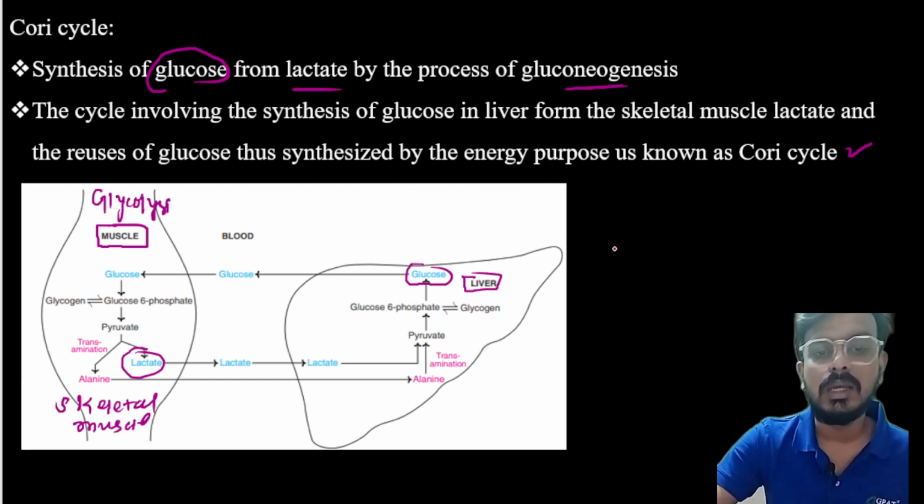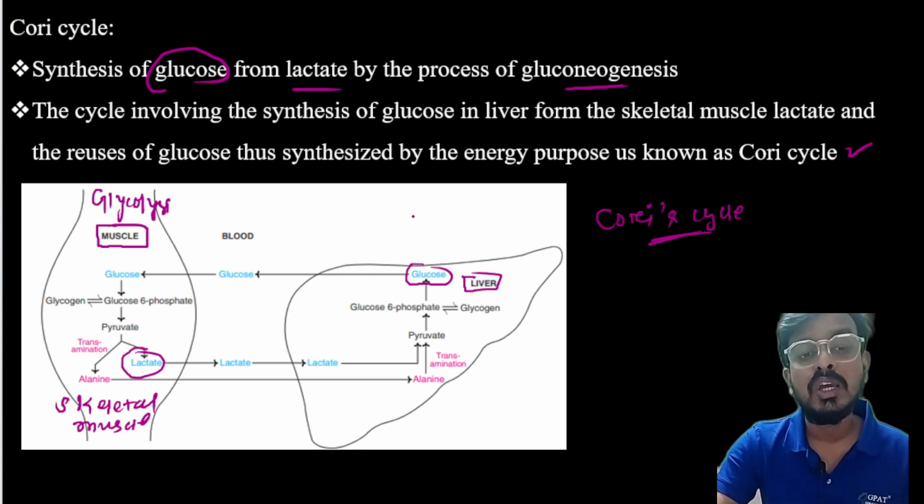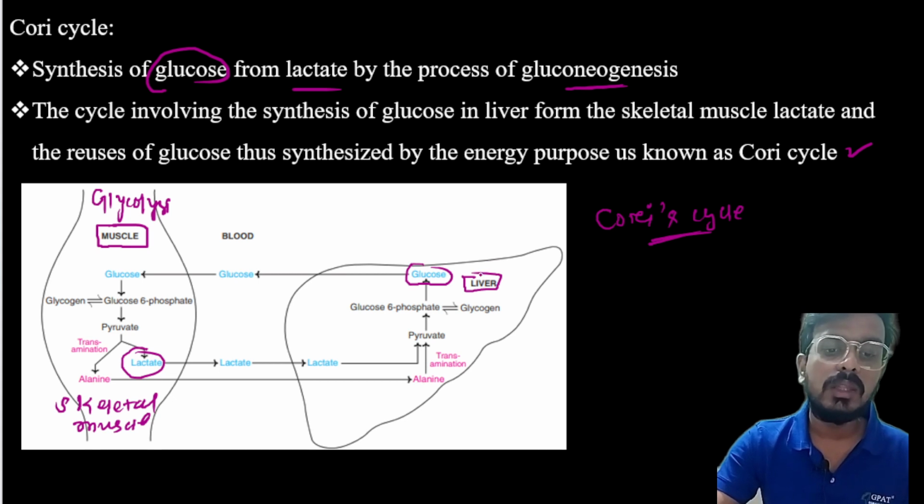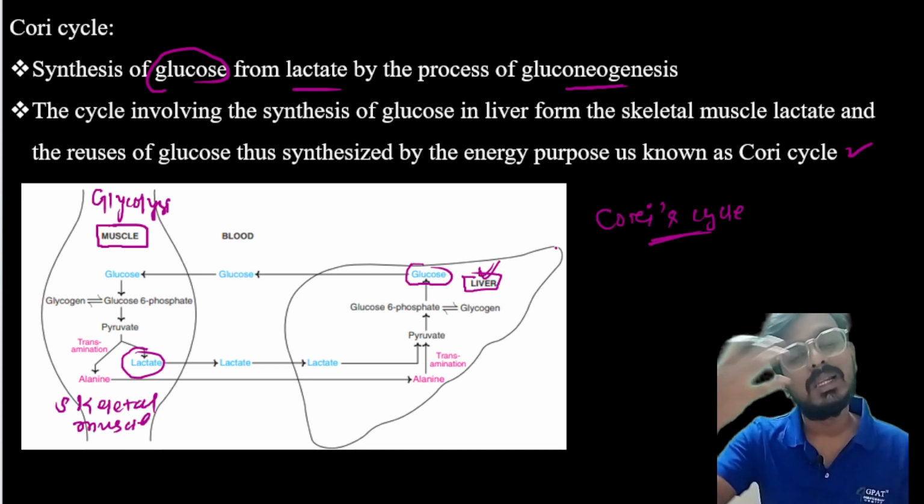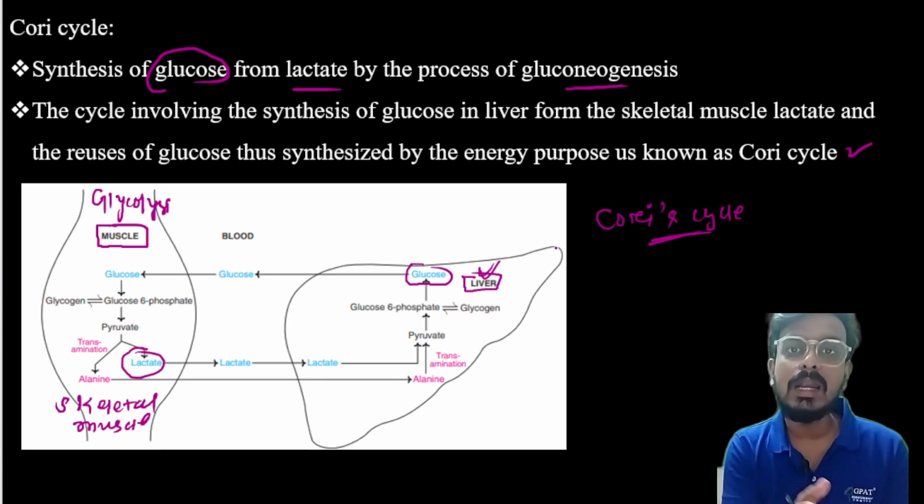This cycle is basically called Cori's cycle. This is very important from the exam point of view. If a question asks, Cori cycle takes place in which organ? The answer will be liver. Liver is the major site where lactate is converted to glucose, and that lactate is produced in your skeletal muscle.